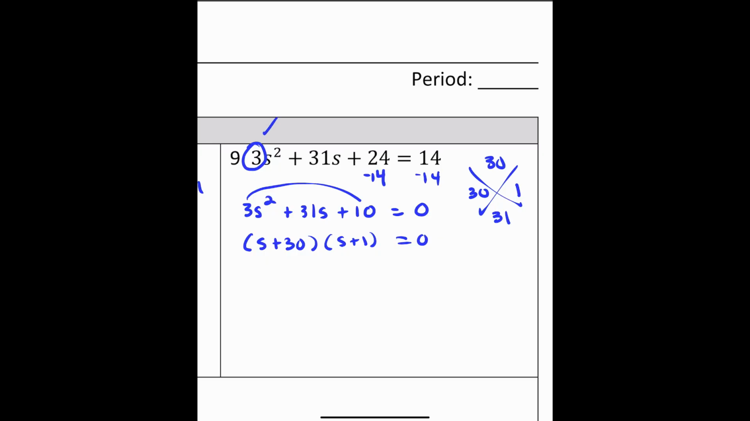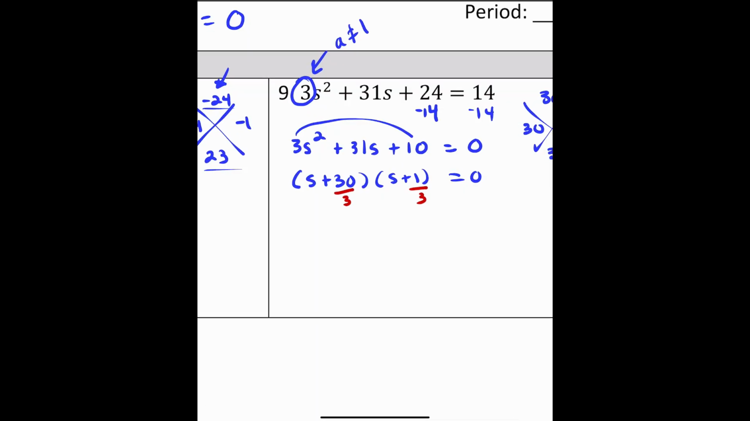But don't forget, this thing is not 1. So you have to divide each of these factors by 3. So if we look at the 30 over 3, we can simplify that, and that'll get you 10. And does 1 over 3 reduce, or does 3 go into 1? Well, neither. So the 3 is actually going to swing right in the front of this s. So you have 3s plus 1 equals 0, right? So s plus 10 times 3s plus 1 is equal to 0.